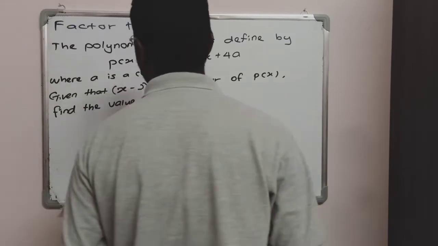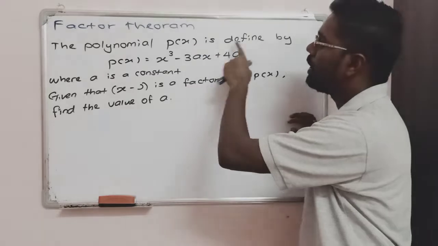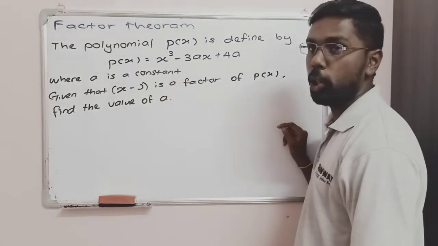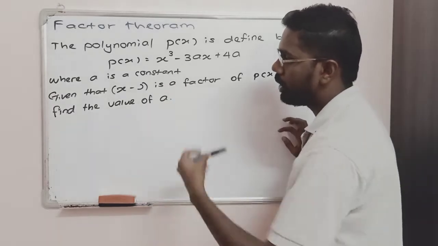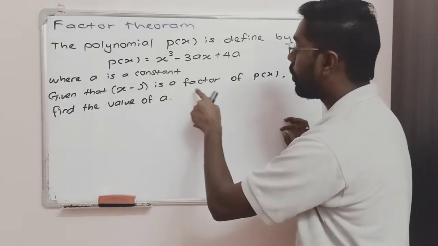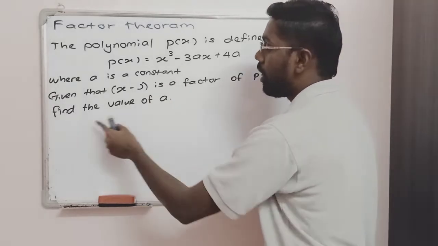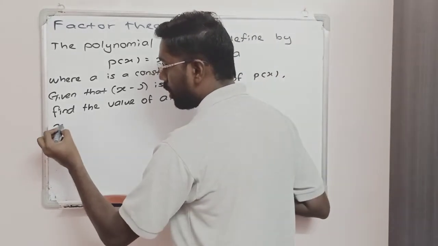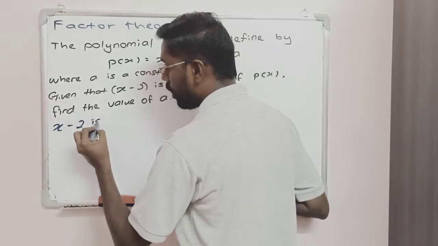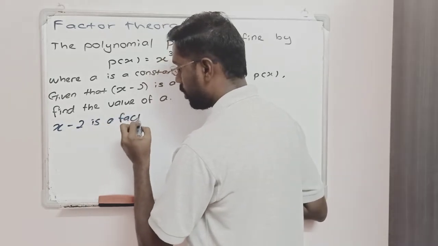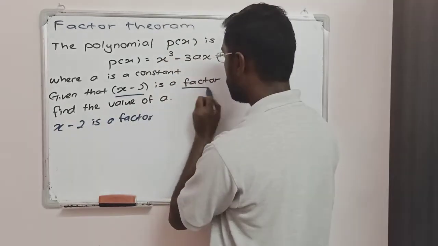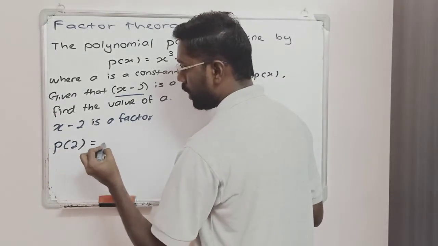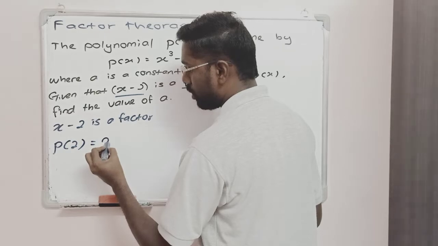Here I give you an example, a polynomial P(x) defined by x cubed minus 3ax plus 4a, which means here is a cubic polynomial where a is a constant. Given that x minus 2 is a factor of P(x), find the value of a. Since I said x minus 2 is a factor, therefore P(2) is equivalent to 0.